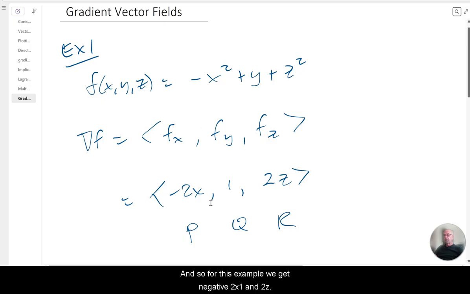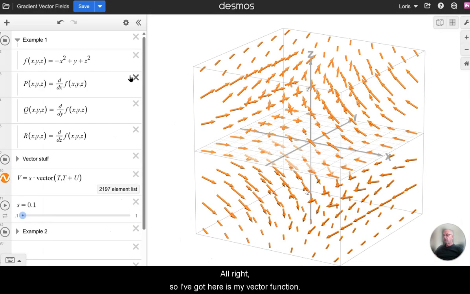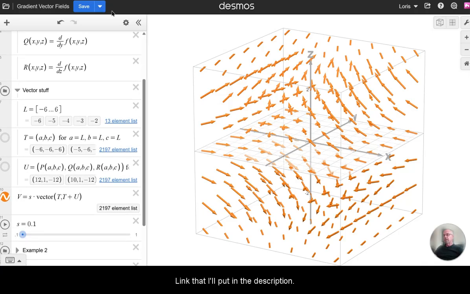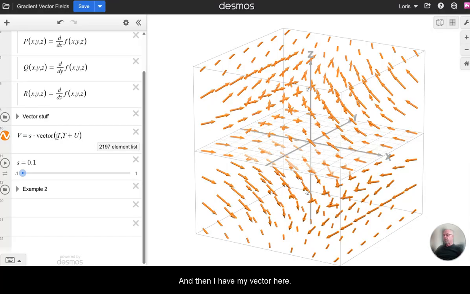And so for this example, we get negative 2x, 1, and 2z. I'm going to call these p, q, and r, which is standard. All right, so here's my vector function. And, well, it's a scalar function. We're going to call p, q, and r the partial derivatives of f. And then I've got my vector stuff in here. You can look at this in the link that I'll put in the description. And then I have my vector here.